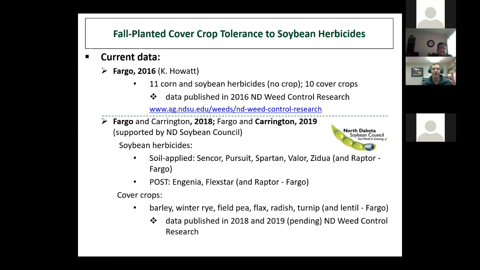Ultimately, there was cover crop injury to essentially all of the herbicides. The cover crops that seem to have the least tolerance, or are most susceptible, would be radish, turnip, and rapeseed. On the flip side, those cover crops most tolerant appear to be barley and winter rye, and then field pea and flax. Ultimately our goal is to have a nice, easy to interpret table printed in the 2021 Weed Control Guide as a reference if cover crops are your goal with your soybean production system.